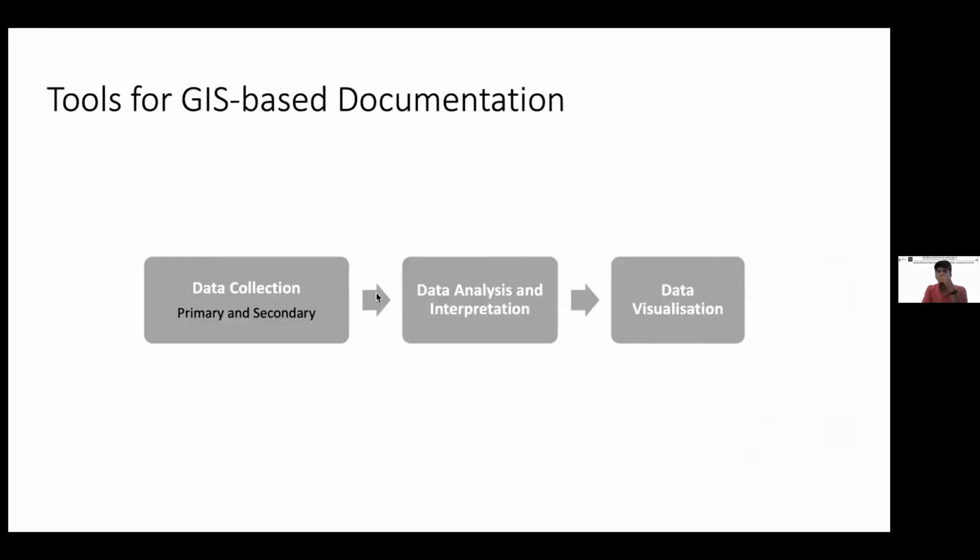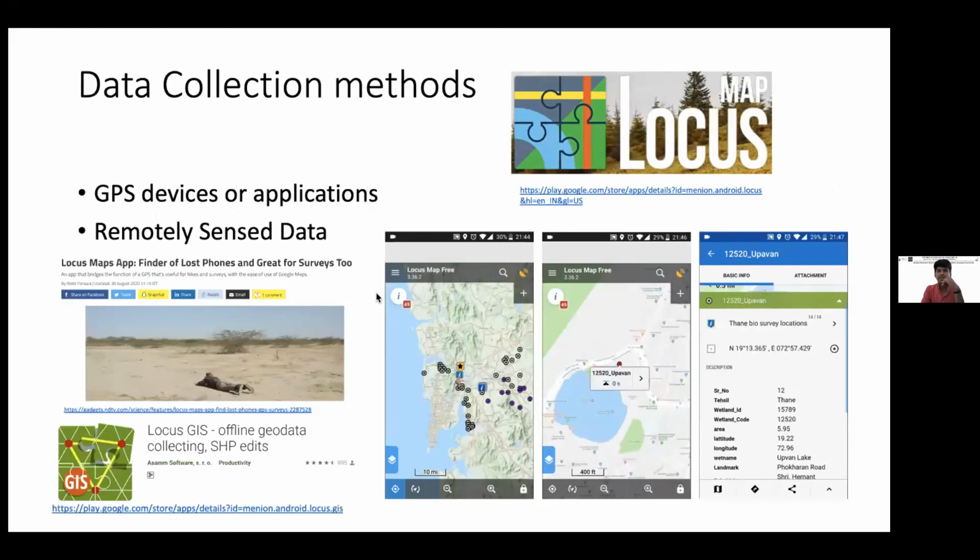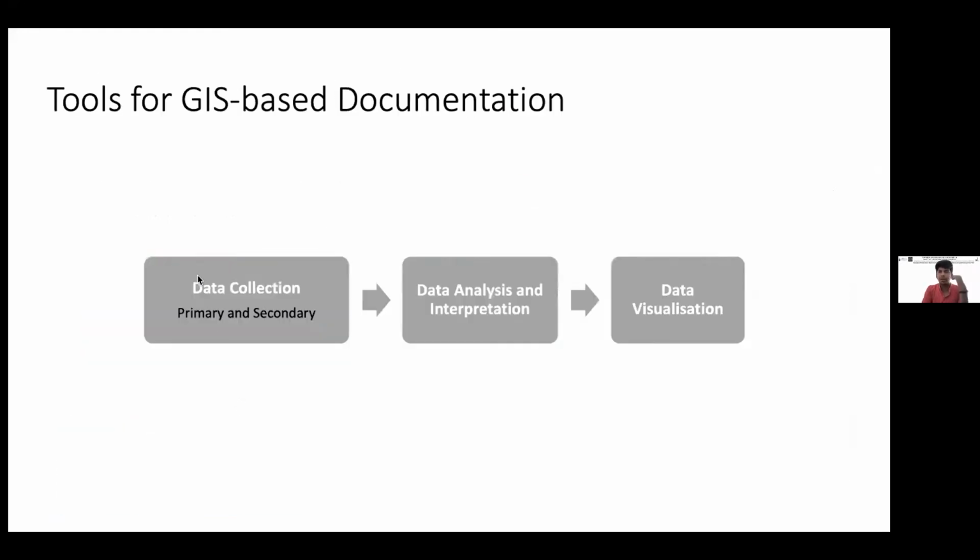When we talk about GIS and processing, it's basically the documentation that's important. There are different types of tools that you can use for data collection, either primary or secondary, then analyzing this data and interpreting it, and then of course, at the end, visualizing it. So I'll quickly summarize some of the examples, so that these are some of the resources that you can use in your own work.